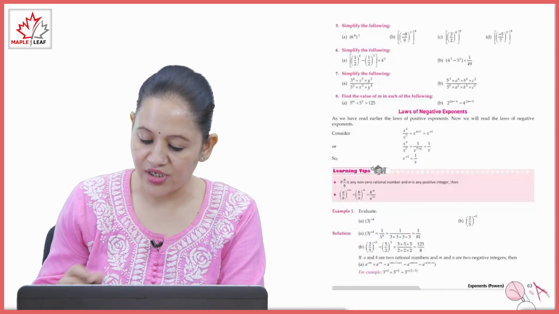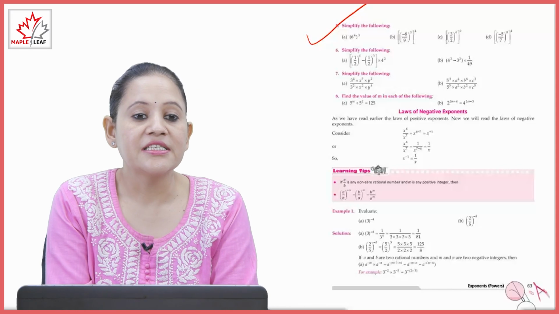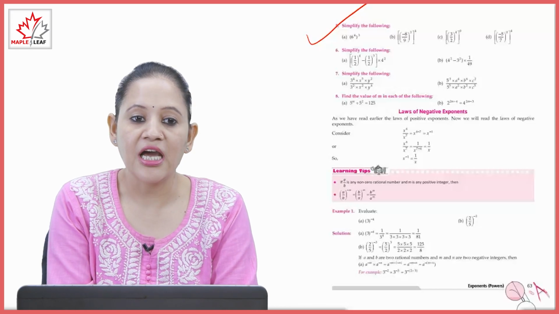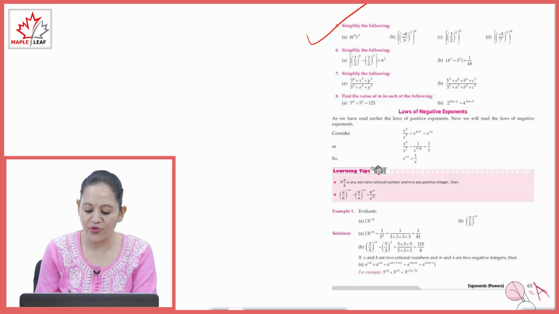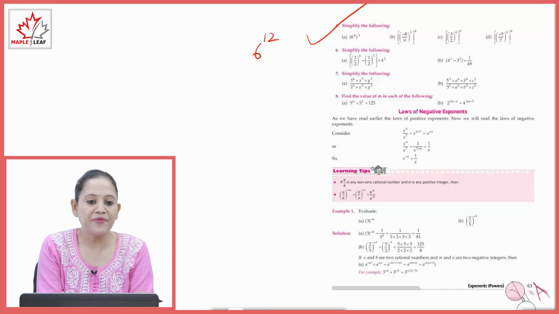Next, simplify the following. 6 to the power 4 and whole to the power 3. So what will happen here? The powers will be multiplied. 6 to the power 4 into 3, that is equal to 12.